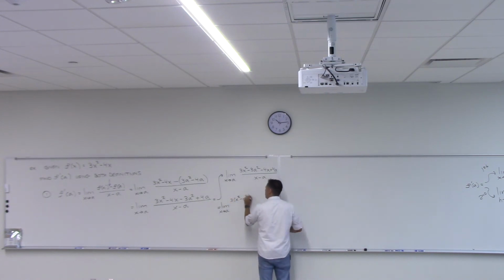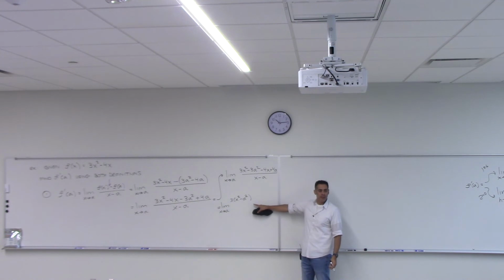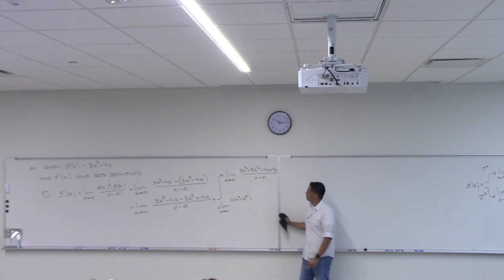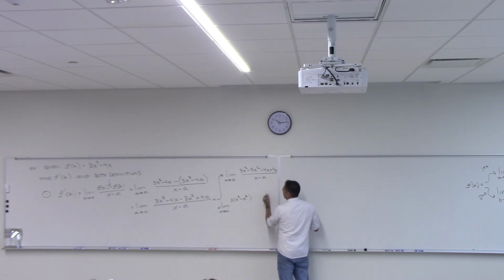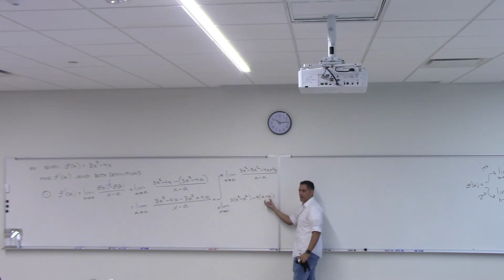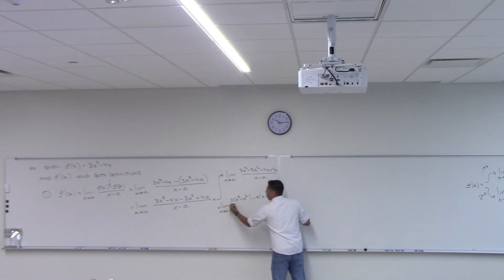Am I going too small with my font here? Can you all see that? I'm trying to squeeze it before this little seam here. Over here, what should I pull out? Negative 4. Let's pull a negative 4 out of these two terms, and we get x minus a. The reason we pull a negative 4 out is so we can get an x minus a, all over x minus a.